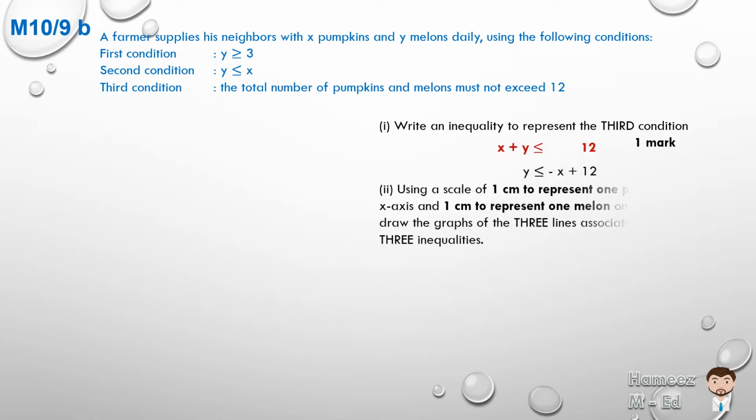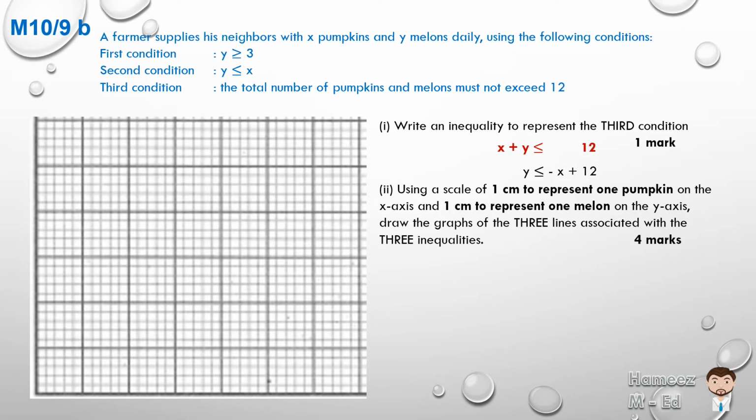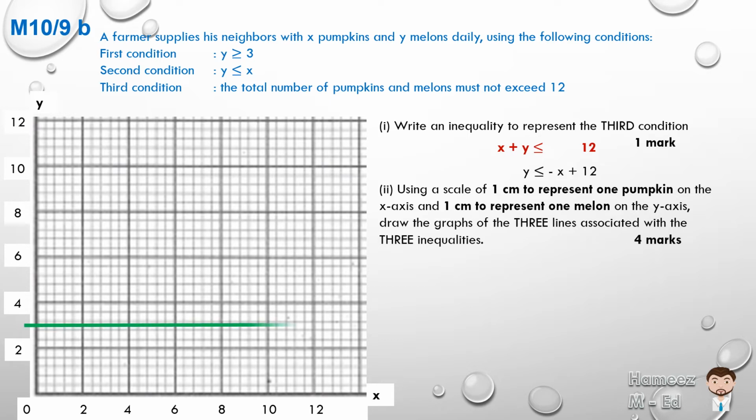Part 2, using a scale of 1 centimeter to represent 1 pumpkin on the x-axis and 1 centimeter to represent 1 melon on the y-axis, draw the graphs of the 3 lines associated with the 3 inequalities. So let's bring up the graph. Our major lines here are 2 centimeters apart, and 1 centimeter represents 1 pumpkin, therefore 2 centimeters will represent 2 pumpkins, and so forth, similarly on the y-axis to represent the melons. And our first inequality, y is greater than or equal to 3. So let's draw the line y is equal to 3.